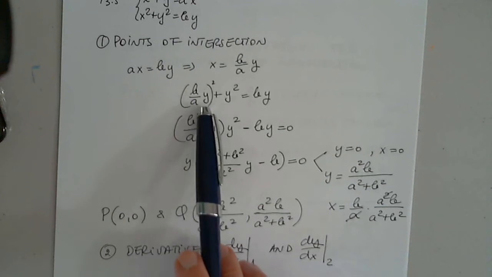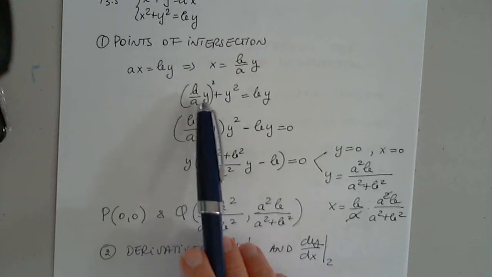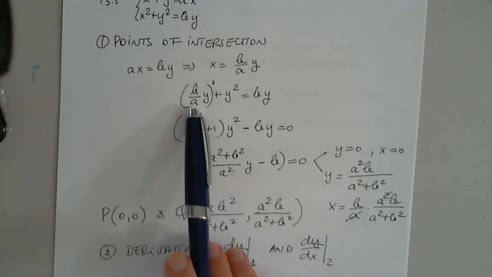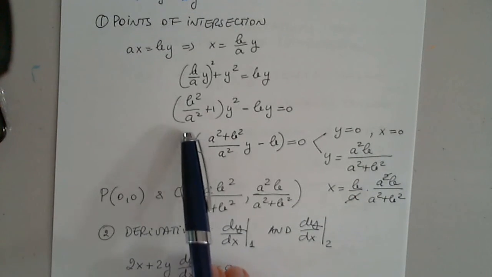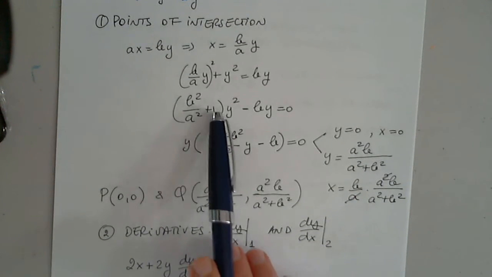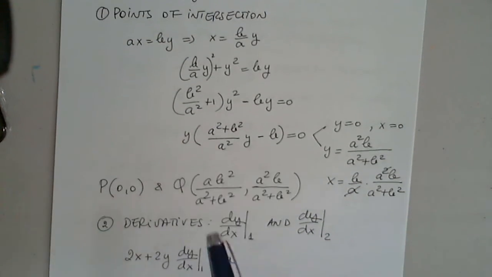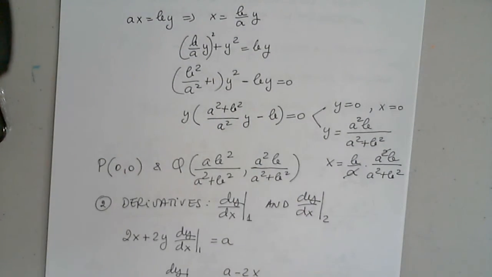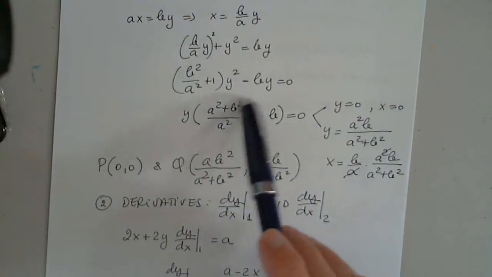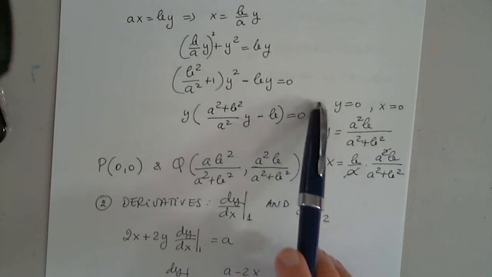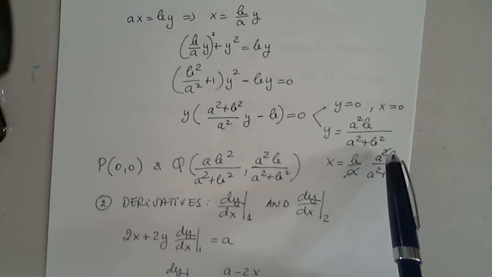Since both have y squared, b squared over a squared y squared, I factor out y squared, so I have b squared over a squared plus 1. And I factor out y, and I got a squared plus b squared over a squared times y minus b. So there are two possible solutions: by the zero product principle, y is 0, or this is 0, which when we move b and divide by this, we get a squared b over a squared plus b squared.